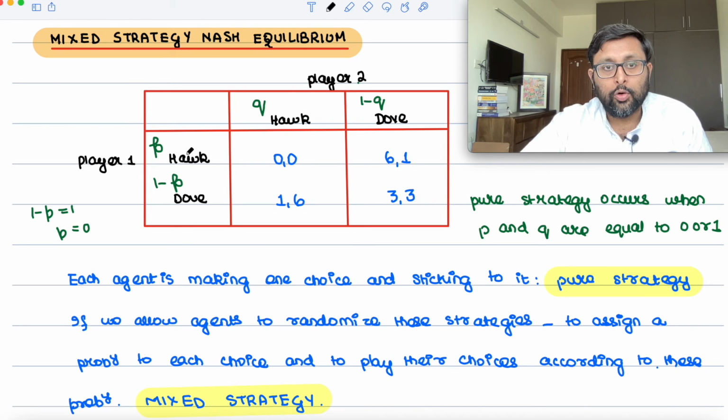Then less than or greater? Yeah, less than 75% probability. It is better for player 2 to play hawk. It is better for player 2 to play hawk, right?